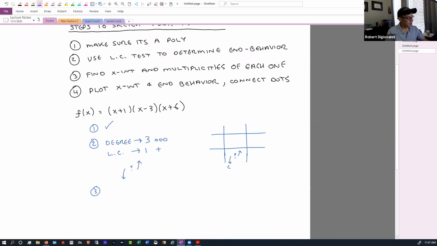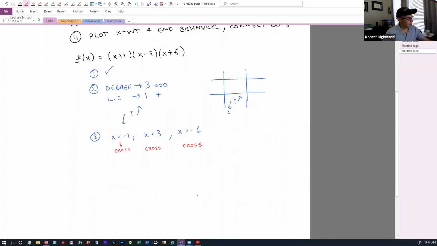Step 3 was to find the x-intercepts, where we set each of the factors equal to 0, and we got -1, 3, and -6. And then we determined the multiplicities at each one. The multiplicity at each one was an odd number, so that meant that we were going to cross here, and cross here. I know I'm going through this fast, but we just went through that example, so I'm leaving out a lot of the detail. The fourth step is to plot everything. So we would start out by plotting our x-intercepts.